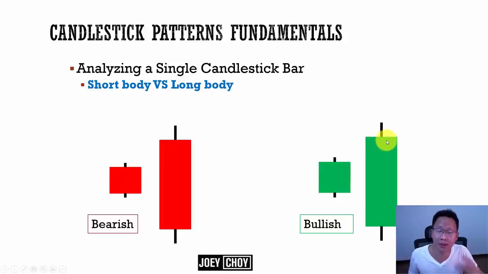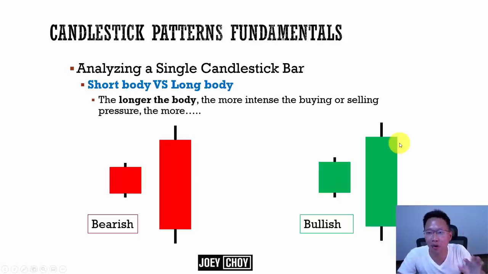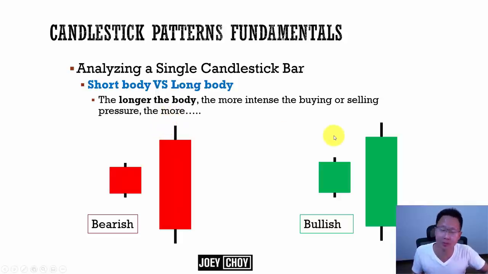So it shows that buyers are here, and they take out and buy up many price levels. And that's why a longer body would be definitely more bullish than a short body right here. So the longer the body, the more intense the buying or selling pressure. Make sense, guys? If it's red, that means it's more bearish. If it's green, that means it is more bullish.